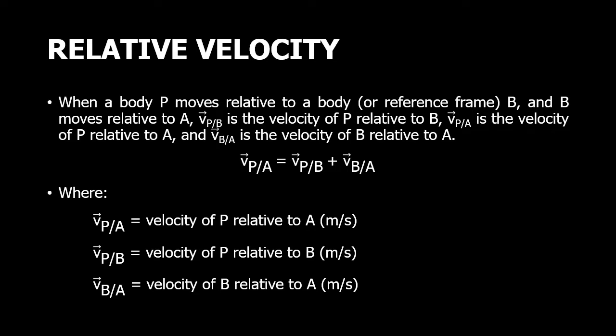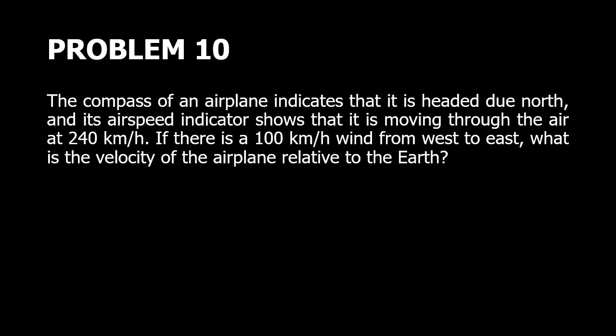So if we read the symbols, that would be velocity of P relative to B, velocity of P relative to A, and velocity of B relative to A. So our formula here would be the velocity of P relative to A is equal to the velocity of P relative to B plus the velocity of B relative to A, where their units are meter per second. So since we're talking about relative velocity, we have our problem here.